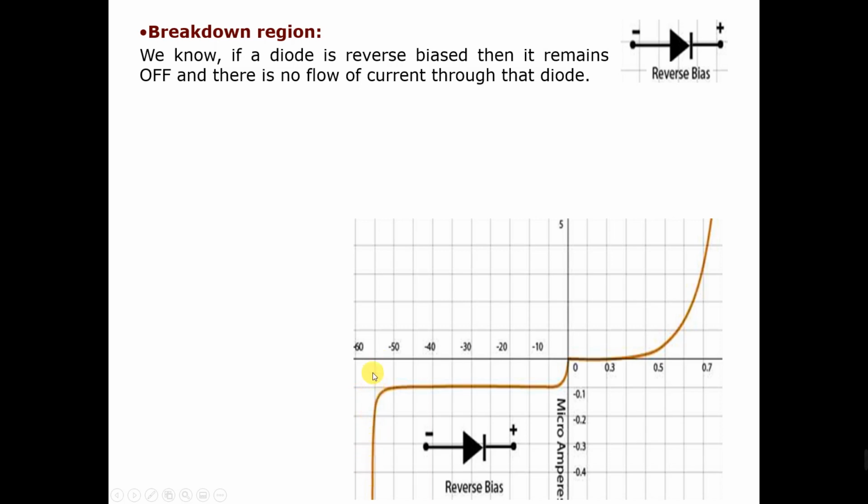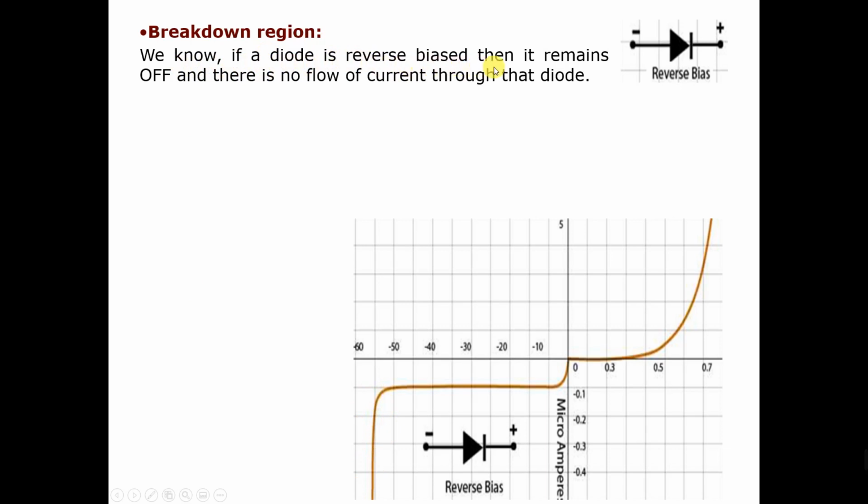And this point, I think in this graph, might be minus 55 volt. So minus 55 volt will be set as the breakdown point, and at this breakdown point, the diode will completely turn on, and because the supply is negative, the current will flow in the negative direction. This property is the breakdown region.